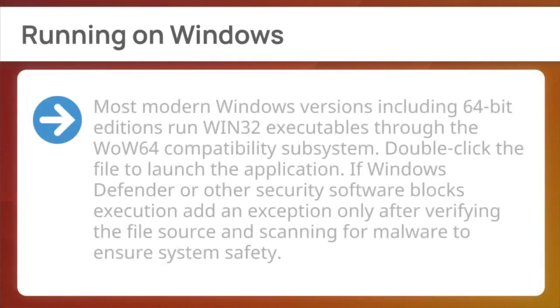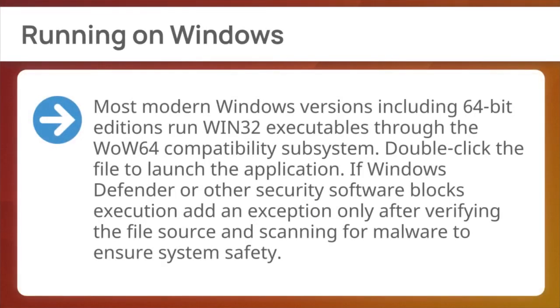First, running on Windows. Most modern Windows versions, including 64-bit editions, run Win32 executables through the WoW64 compatibility subsystem. Double-click the file to launch the application. If Windows Defender or other security software blocks execution, add an exception only after verifying the file source and scanning for malware to ensure system safety.